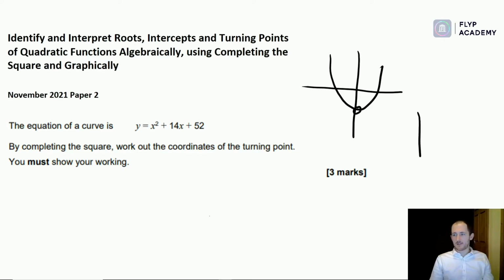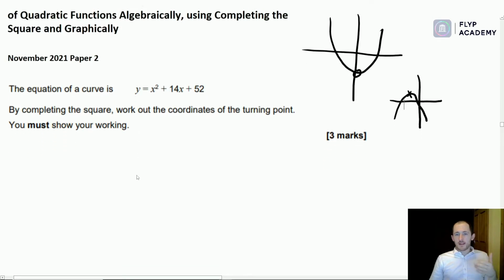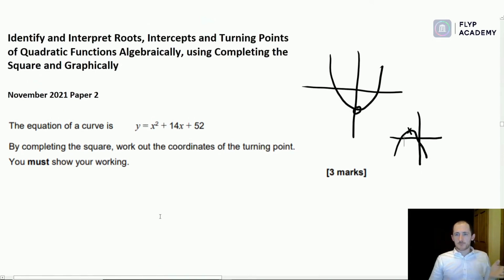Okay, so you know you have 2 different types of quadratic. It could also be like this. So this point, the absolute top or bottom of it, okay? So, to do this, you use completing the square. Now, for completing the square, again, this is a 2021 paper question.